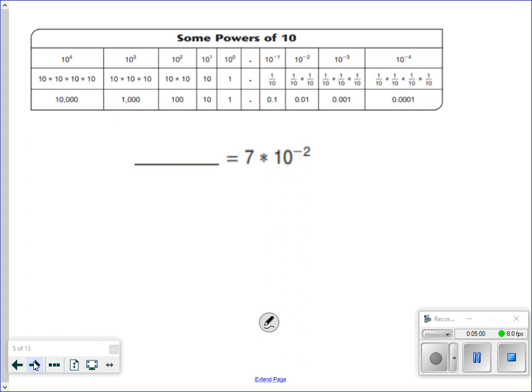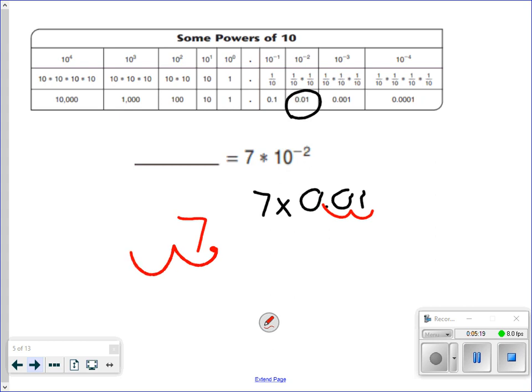7 times 10 to the negative 2. What does 10 to the negative 2 mean? 0.01. So 7 times 0.01. So let me ask myself, how many numbers are after the decimal? 1, 2. The number 7, the decimal's here, right? I have to move it 2 decimals. 1, 2. Decimal's here now. This is a 0. My answer is 0.07. I want you in the habit of putting that 0 there to the left, but 0.07 is my answer.